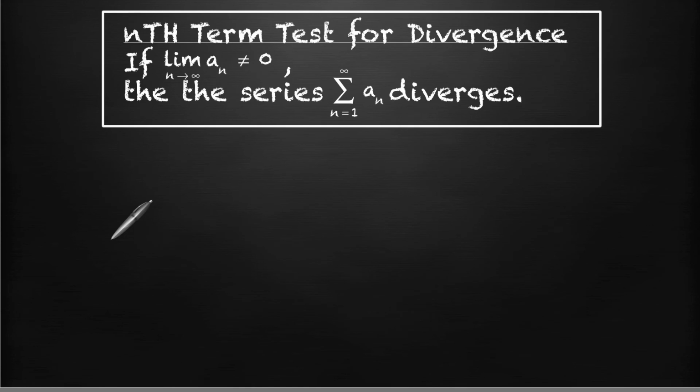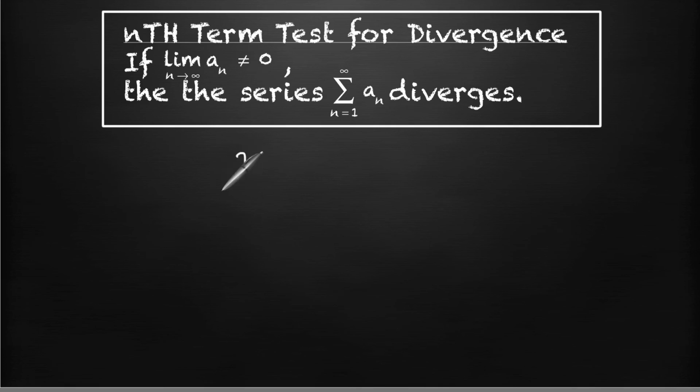All right, the last test that we're going to learn today in this video is the nth term test for divergence. And the nth term test for divergence simply says that if you look at the nth term, which would be, let's just say, the 100th term or the 1,000th term or the 1,000,000th term, you go all the way down the line of terms, and if that last term, or if the nth term is not equal to 0, then automatically the series diverges.